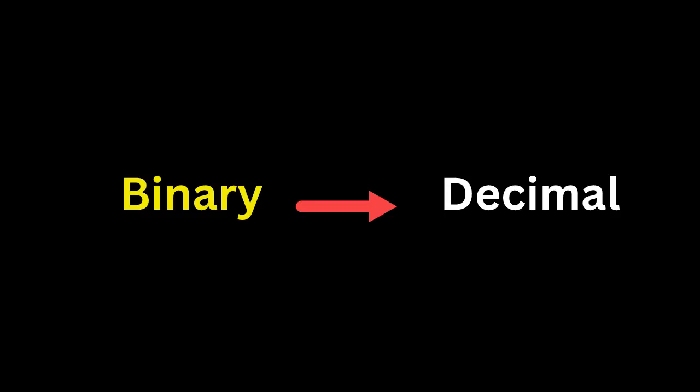In our last video, we learned about different number systems like binary, octal, decimal and hexadecimal. Today, we are going to focus on one of the most important concepts, binary to decimal conversion. Since computers use binary numbers, it's important for us to know how to convert those zeros and ones into decimal numbers that we use in everyday life. Let's dive in and understand this step by step.